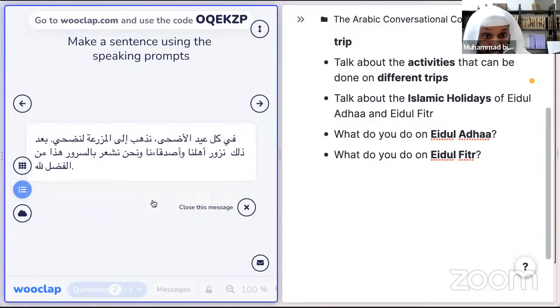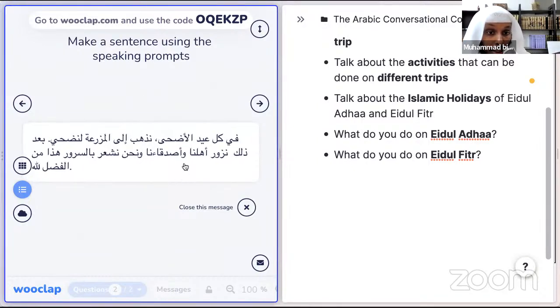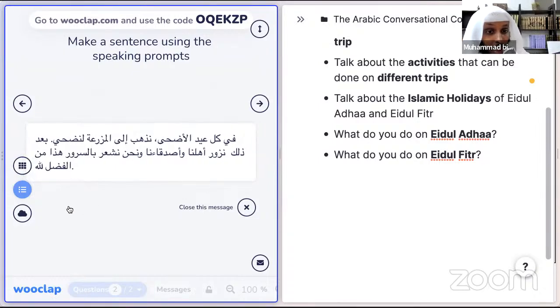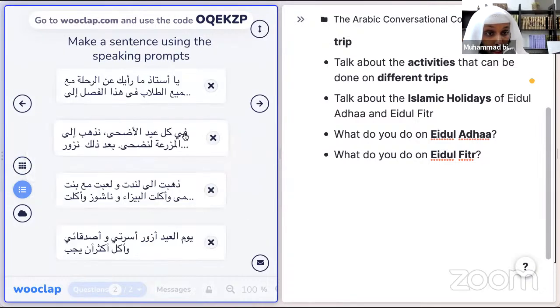في كل عيد الأضحى نذهب إلى المزرعة لنضحي. أحسنت. Very good for coming up with that verb. So نضحي means to slaughter the أضحية. So it's one of those verbs that are directly taken from the noun. Okay, ضحى يضحي means to slaughter. بعد ذلك نزور أهلنا وأصدقاءنا ونحن نشعر بالسرور. هذا من الفضل لله. لا، هذا من فضل الله. Usually you can say هذا من الفضل لله, but it's better to say هذا من فضل الله. أحسنت. ونحن نشعر بالسرور. ما شاء الله.